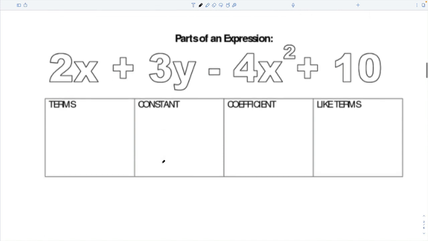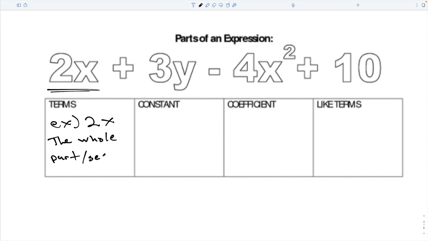There are different parts of an expression. There's a term. A term is, for example, 2x. It is the whole part or section of the problem. So this is a section. 2 and x is one term. You could also have a term be 10. A term could also be 4x squared.